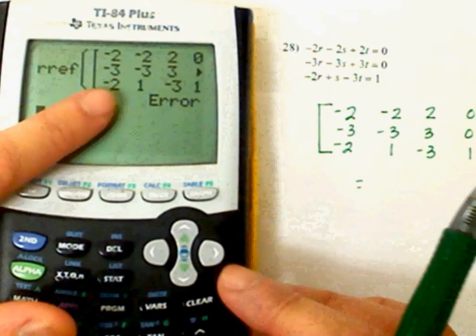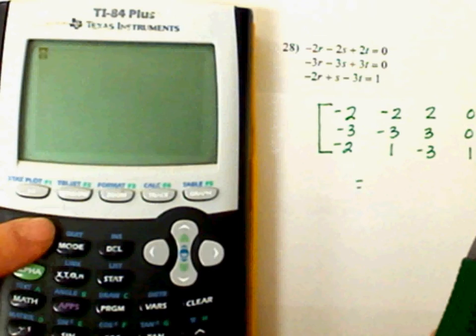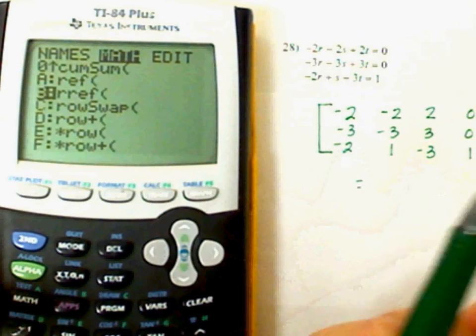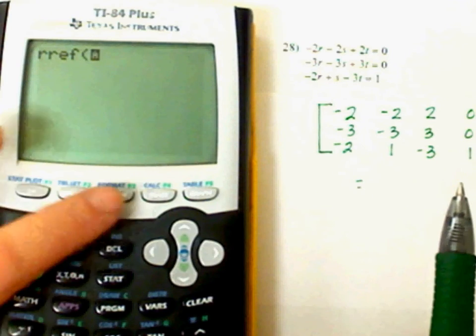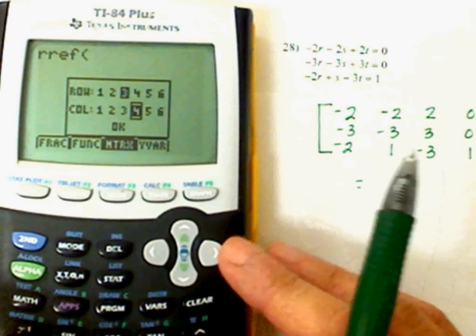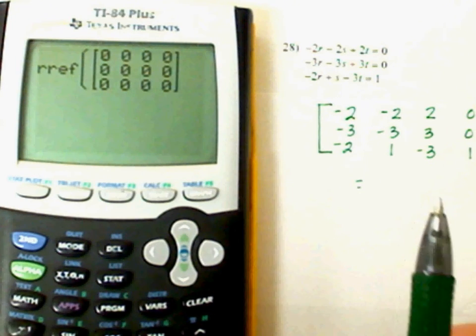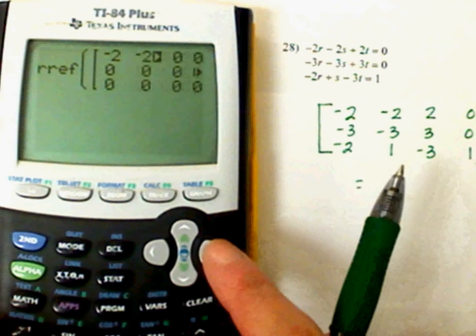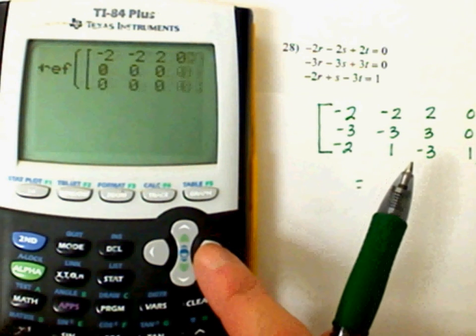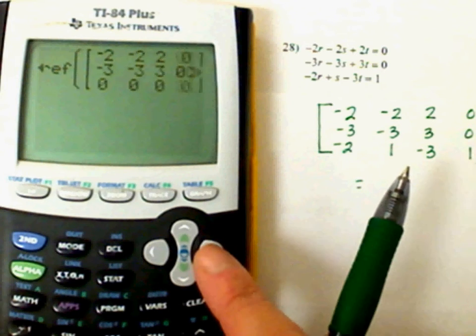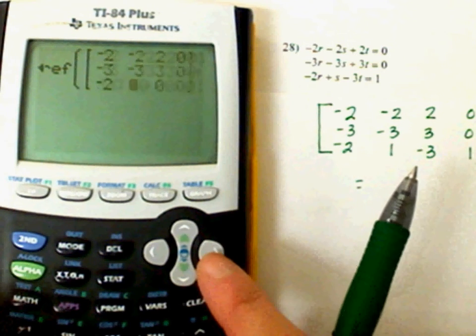Second matrix. Right click. Go to RREF, enter. Alpha zoom. Okay. It's a 3 by 4. Okay, here we go. -2, -2, 2, 0. -3, -3, 3, 0. -2, 1, -3, 1. Enter.